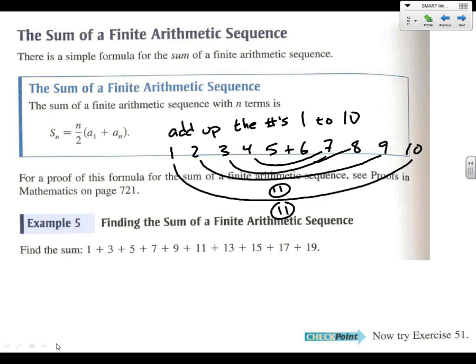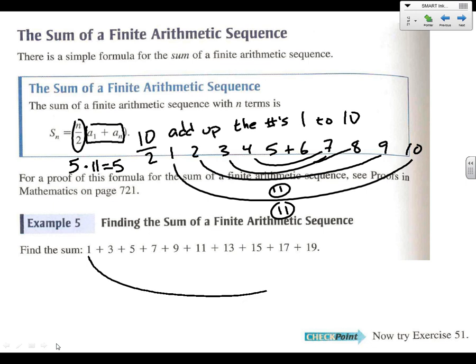So that's what this part is: the first number plus the last number, 11. Then you have to say to yourself, all right, how many pairs are there? Well, if I have 10 numbers and I divide by 2, that's this part, then we have 5 pairs. 5 times 11 is 55, right? So we're going to add up the outsides. If we add 1 to 10, we get 55.